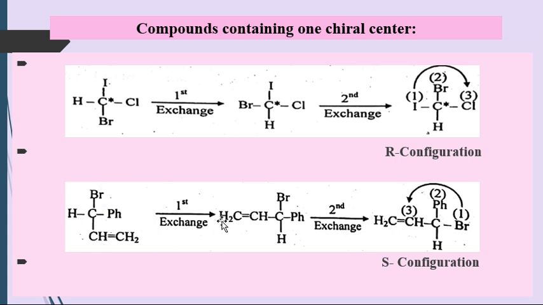In the first exchange we always bring the lowest priority group to the bottom, and therefore the double-bonded CH2 is at the place of hydrogen. And in the second exchange you can do any exchange, and here according to priority 1, 2, 3 it rotates anti-clockwise. Therefore this configuration is S configuration.